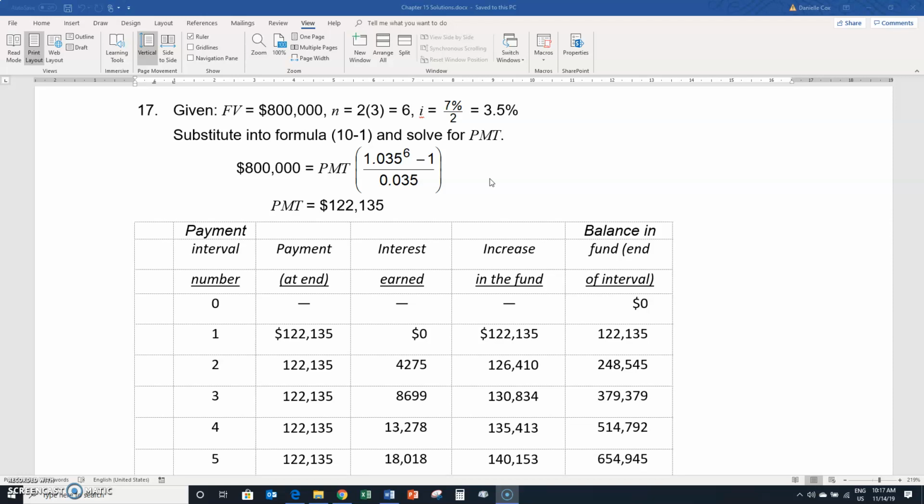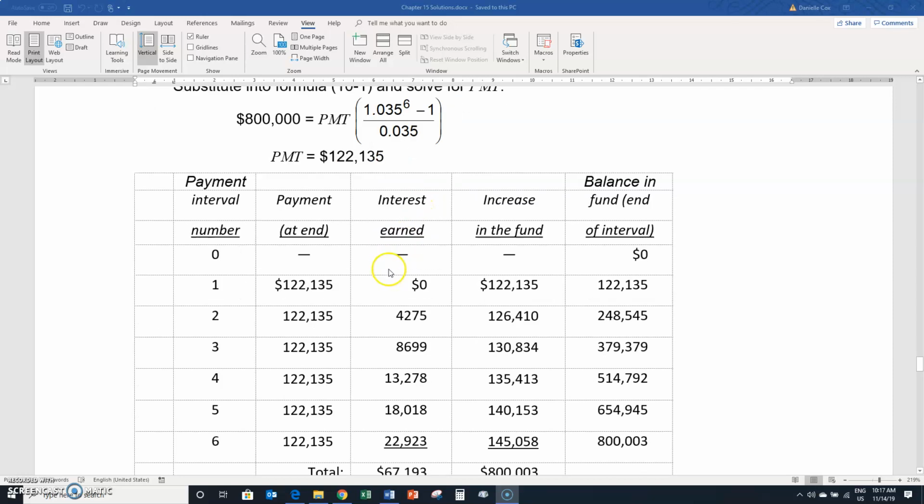Payment and compounding interval 6 months, so PY and CY would both be equal to 2. It's end period, and present value would be 0. And then we calculate our payment and we'd get 122,135. Then we go ahead and we do our schedule.